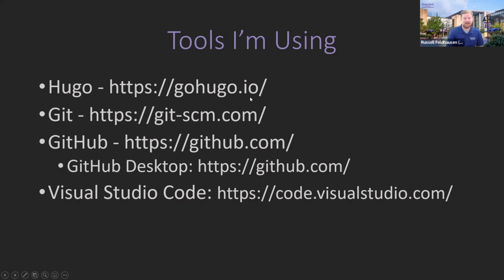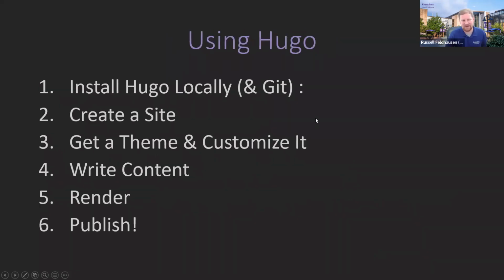But the tools I'm going to use are HUGO, Git, and GitHub. The easiest way to install Git is installing GitHub Desktop on whatever system you have. Then I'm going to use Visual Studio Code as my text editor. You can use Notepad++ or Atom or Sublime or any programmer's text editor that you're used to. But what I'm going to do is walk you through the process of getting started using HUGO.